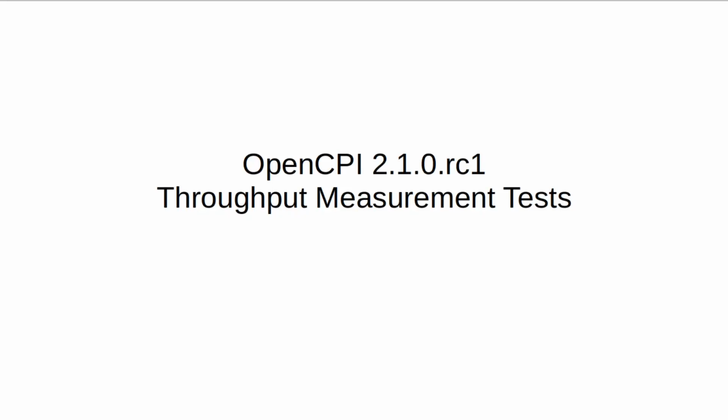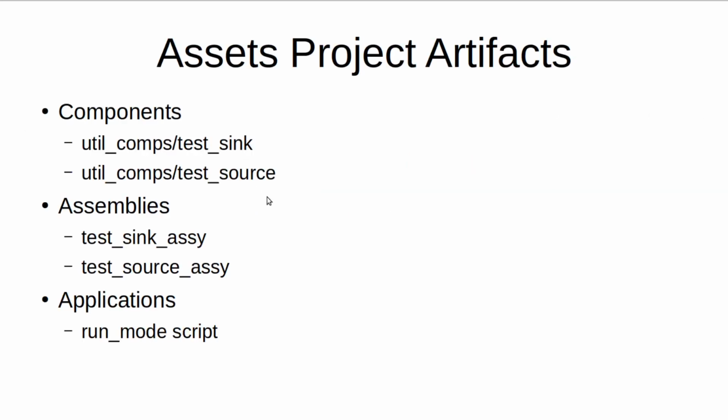This video includes a demonstration of the throughput measurement test added as of OpenCPI's 2.1.0 release candidate 1 release. These test artifacts are located in the project's assets, and it consists of two new components, the test sink and the test source, as well as assemblies, test sink assembly and test source assembly.